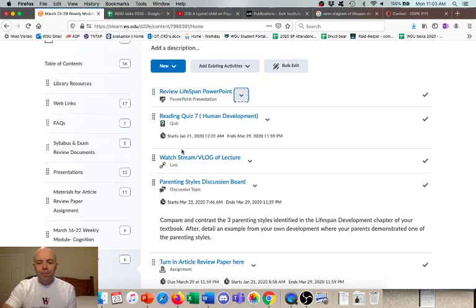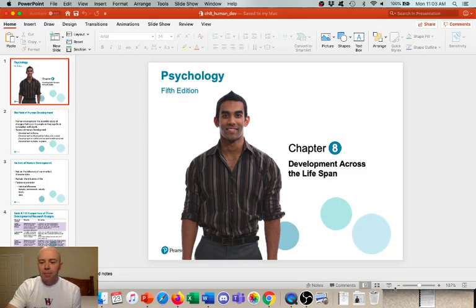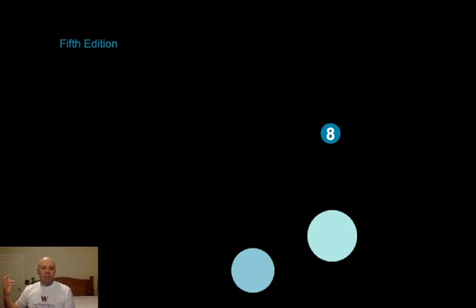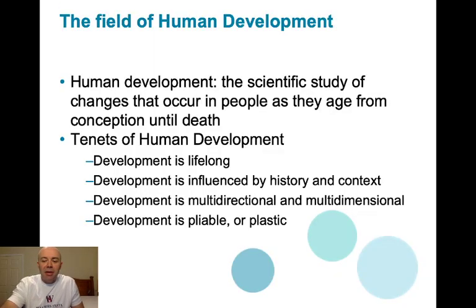I'm going to launch the PowerPoint I have linked here. It says it's the very first thing in the module, Review Lifespan PowerPoint. I've already got that PowerPoint pulled up. It's right here. So let's talk. Lifespan development. Lifespan development is probably one of the most important chapters in your textbook. It's what I call the chapter that licenses one to become a parent.